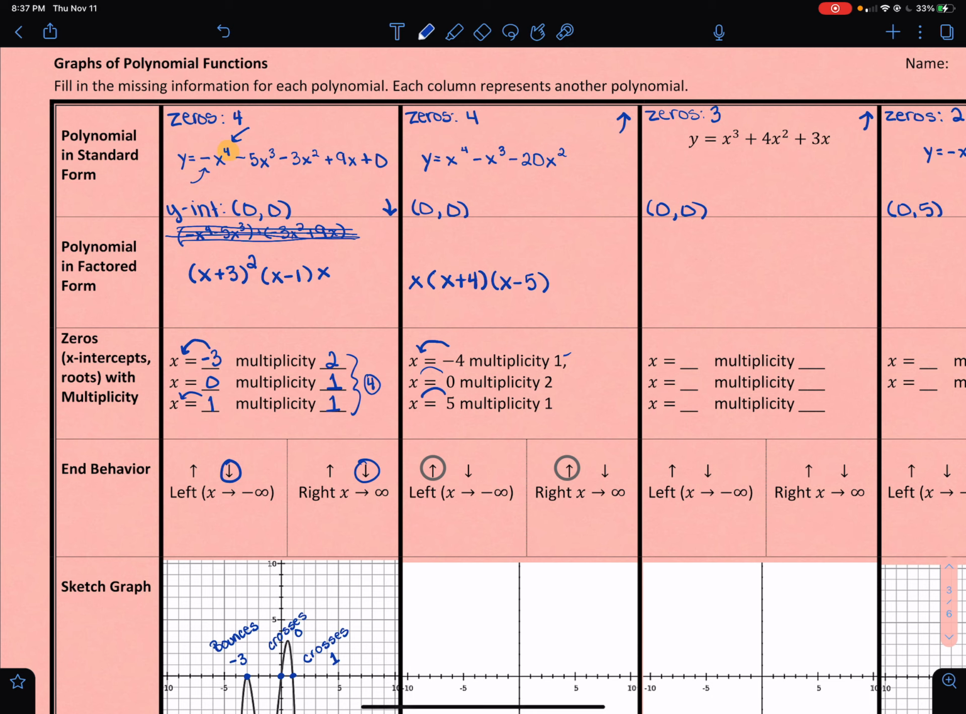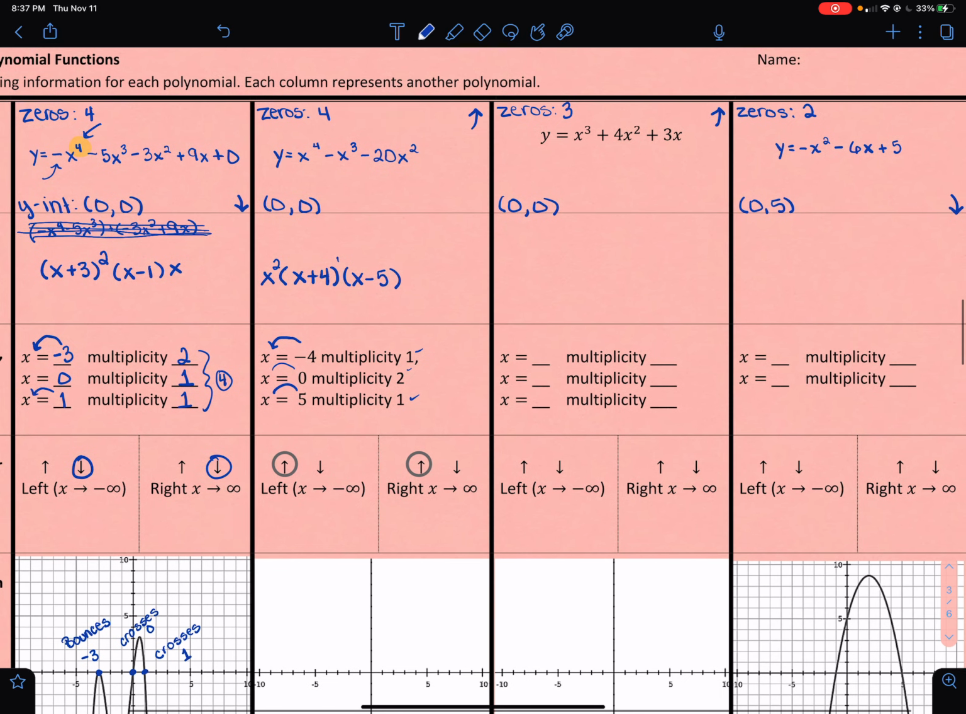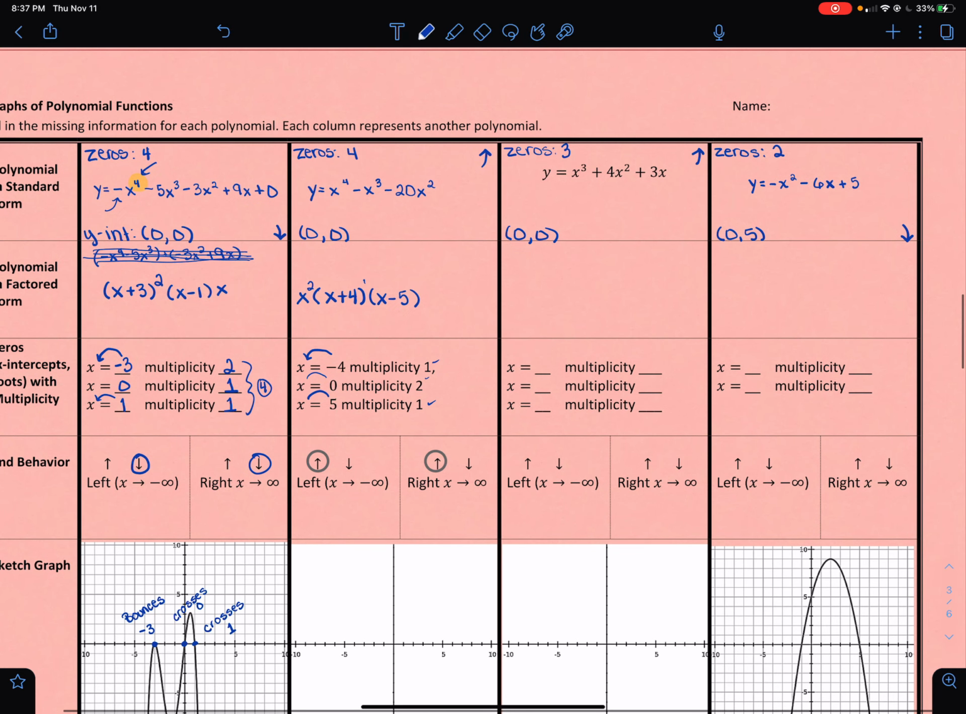And x minus 5. Okay, but that's only 3, and I said I'm supposed to have 4, so I must have missed something. So negative 4 has a multiplicity of 1. x equals 0 has a multiplicity of 2, so then this x should be squared. And then x minus 5 has a multiplicity of 1. All right. I'm going to go ahead and skip number 3 on this one at this point.